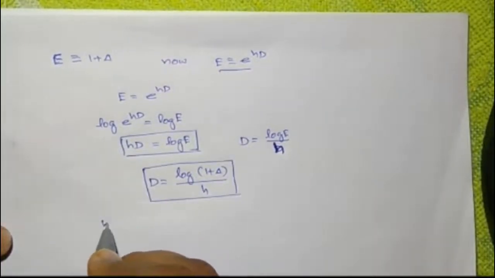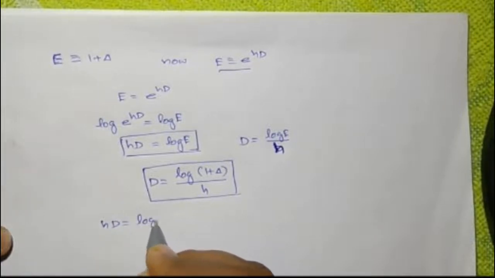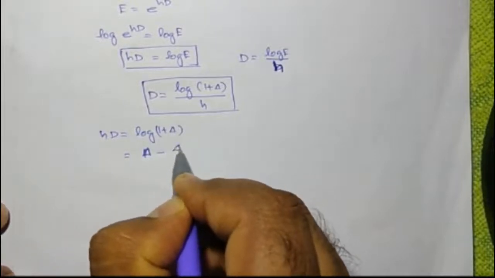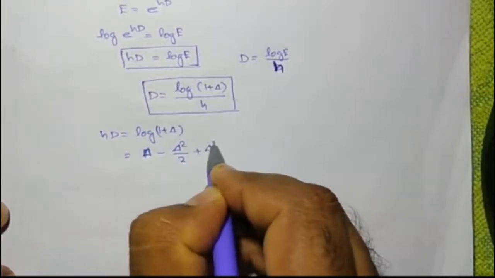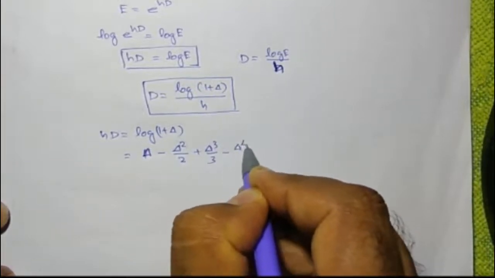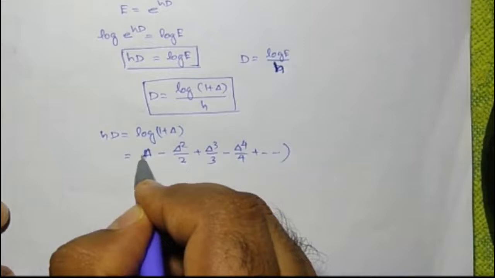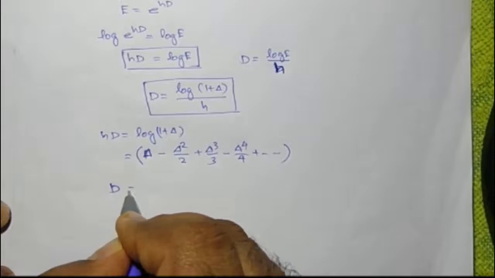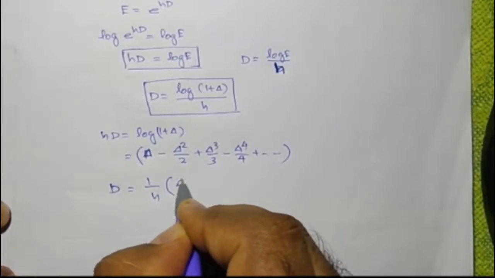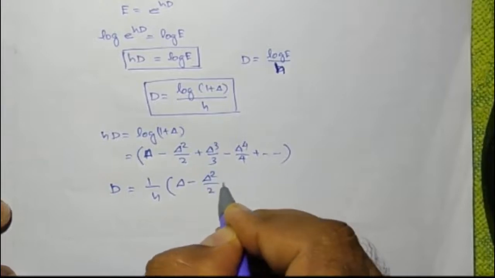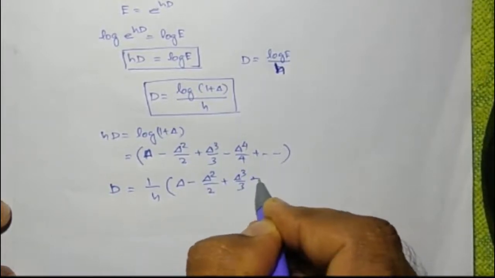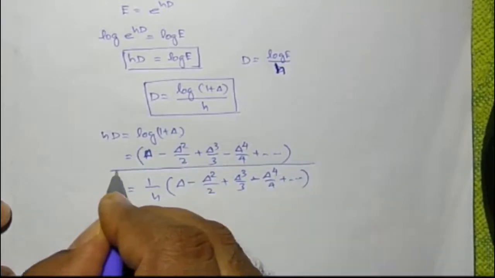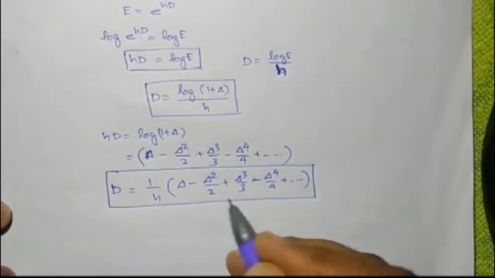Or say hD equal to log 1 plus delta. This is equal to delta minus delta square by 2 plus delta cube by 3 minus delta raised to 4 by 4 plus etc. We are rewriting log 1 plus delta in this way, or D equal to 1 by h into delta minus delta square by 2 plus delta cube by 3 minus delta raised to 4 by 4 plus etc. So this is another relation between D and delta.